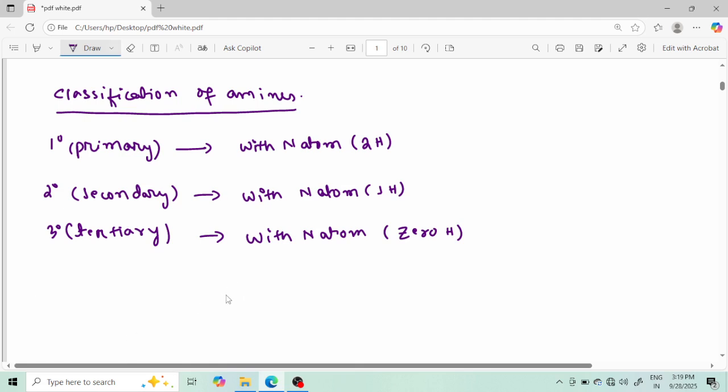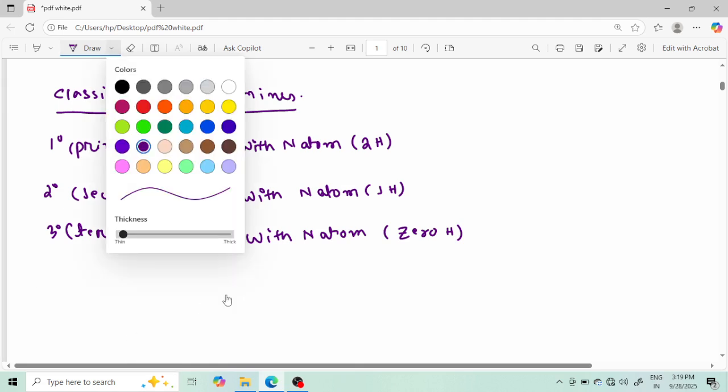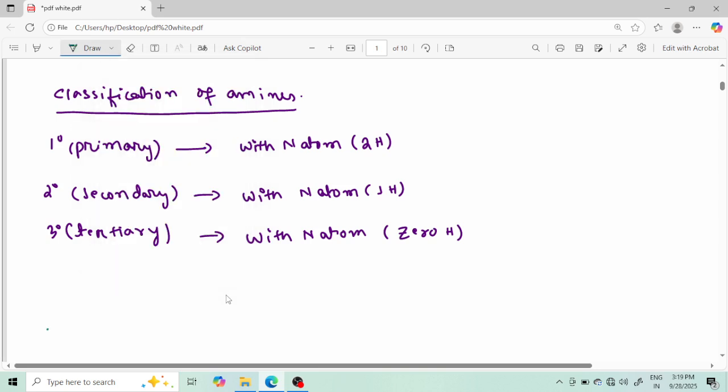Now if I give you some examples, let's say I'm giving CH3CH2NH2. If you look carefully, this is the nitrogen part and what hydrogen does it have? It has 2 hydrogens, right? So if it has 2 hydrogens, I can say that this amine is a 1 degree amine, also called primary amine.